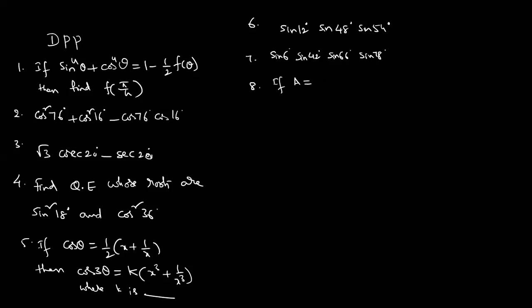If A is equal to tan 6 degrees into tan 42 degrees, B is equal to cot 66 degrees into cot 78 degrees, then prove that A is equal to B. This is an excellent question. We can give options also.